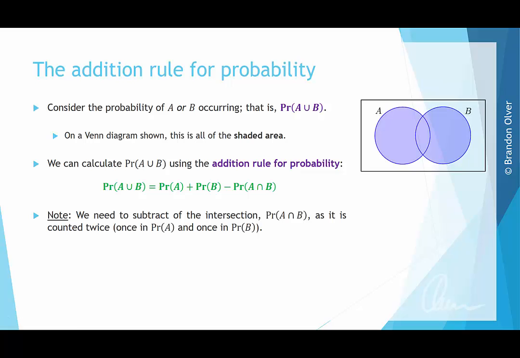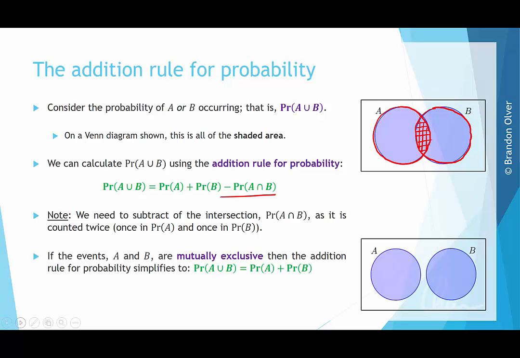So on our diagram, if we look at the probability of A, that's all of that circle, and we've counted this already once. If we then go and count all of the probability of B, we count all of this a second time. So what we need to do is subtract off one lot of that so that it's only counted once. Hence we have a subtract A intersect B here.